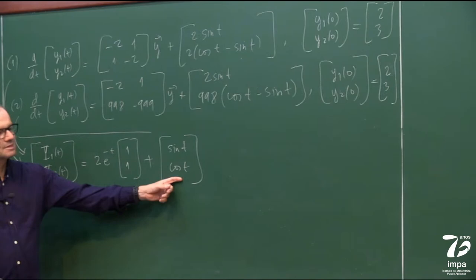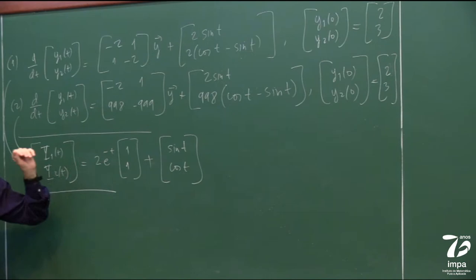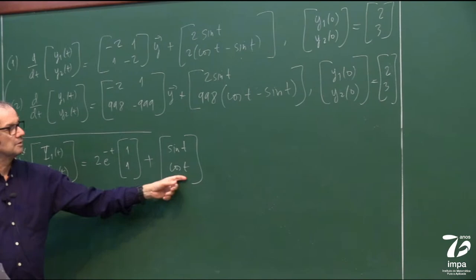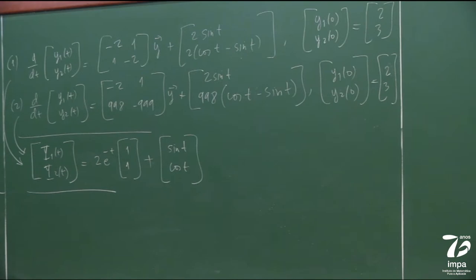This is the steady state. This is the transient, right? Terminology: it dies in time. This is the steady state, the periodic steady state, due to the periodic forcing. Okay? So things we know, very simple.